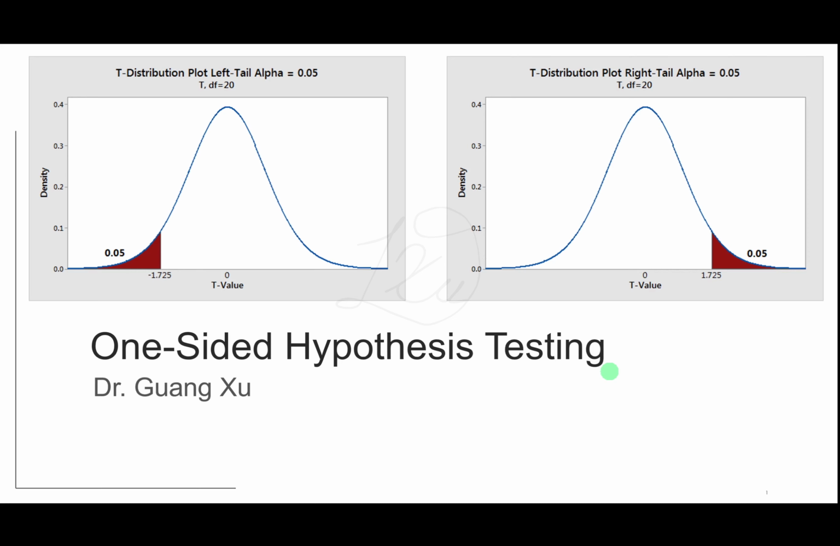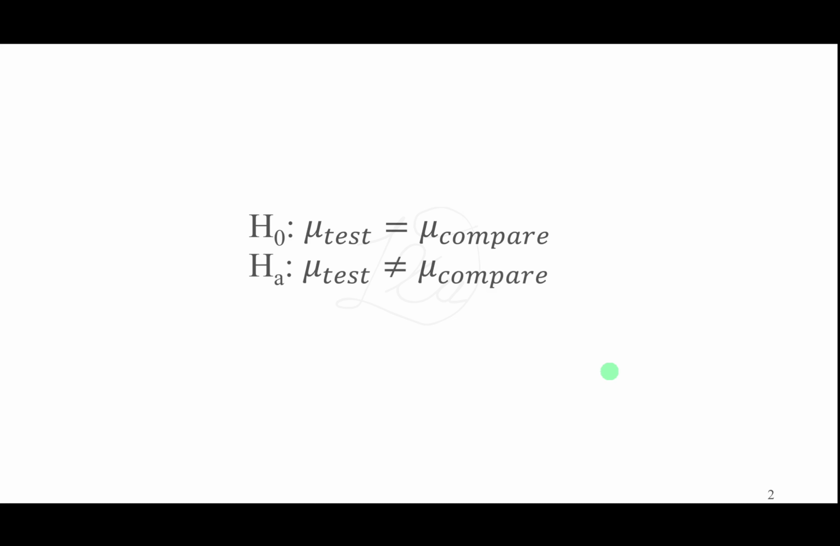In this video, we will talk about one-sided hypothesis testing. In the previous video, the alternative hypothesis is that the population means are different. We don't care if one population mean is larger or smaller than the other mean. Sometimes we want to test if the population mean is larger or smaller than the tested value, so we can set up the alternative hypothesis as mu test larger than mu compare or mu test smaller than mu compare.